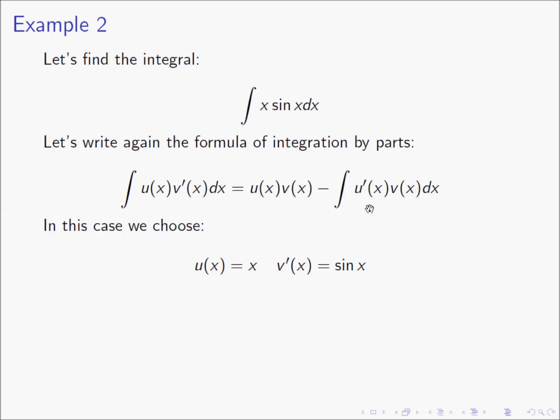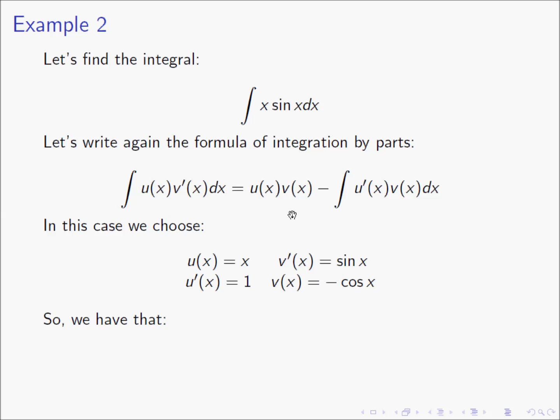Here in the formula we need to use u prime of x. So we have u of x equals x. That means that u prime of x equals 1. We also need v of x. We know that v prime of x equals sine of x. So we must take the integral of this function to get v of x, and that will be minus cosine of x.